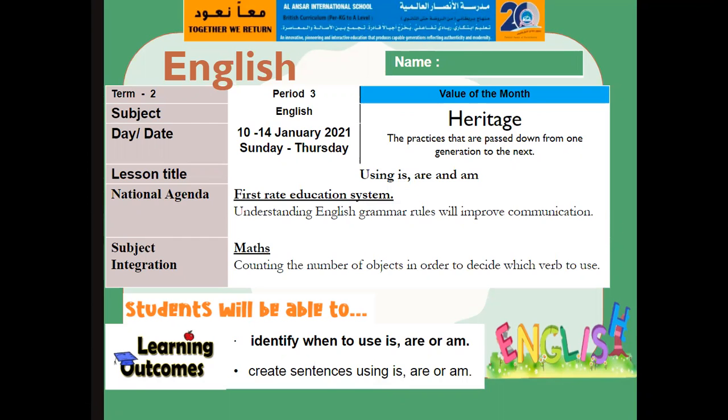Heritage means the practices that are passed down from one generation to the next. Your heritage makes you special and different from other families around the world. The way you dress could be your heritage. The language you speak could be your heritage. Even the type of food you eat could be your heritage.